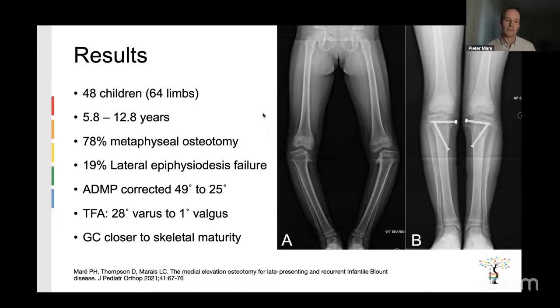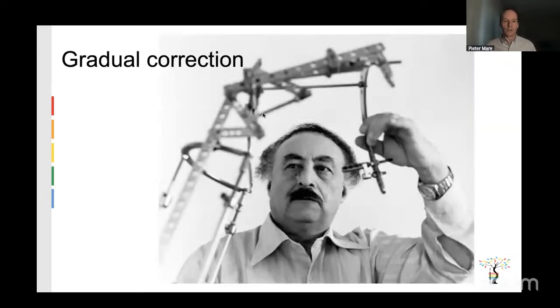We corrected the TFA from 28 degrees varus to 1 degree valgus, and these kids with recurrence or those with leg length discrepancies had gradual correction closer to skeletal maturity. In the image there, A and B, you can see the pre-operative image and the post-operative after acute correction, medial elevation osteotomy. So that brings us to gradual correction.